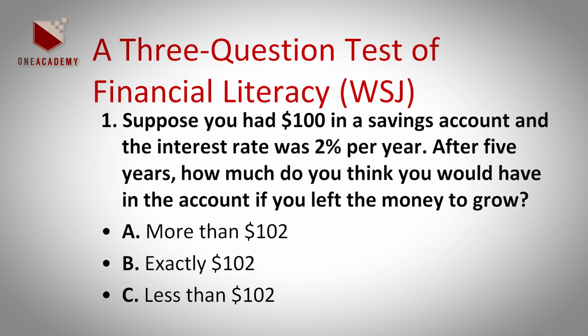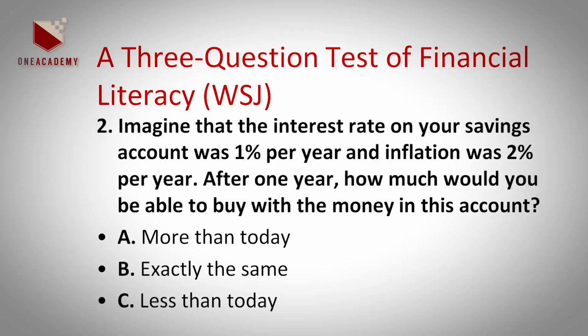Take a moment to think about it. Next question is as follows. Imagine that the interest rate on your savings account was 1% per year and inflation was 2% per year. After 1 year, how much would you be able to buy with the money in this account? A, more than today. B, exactly the same. C, less than today. Take a few moments to think about it. Pause the video and then we'll continue after that.